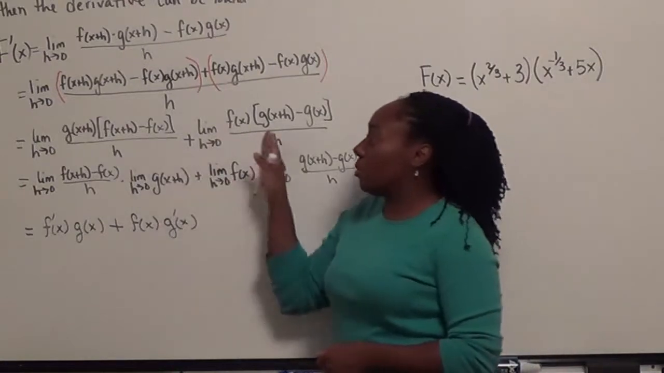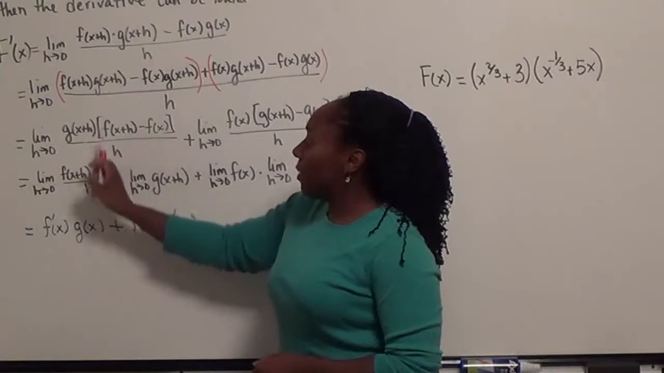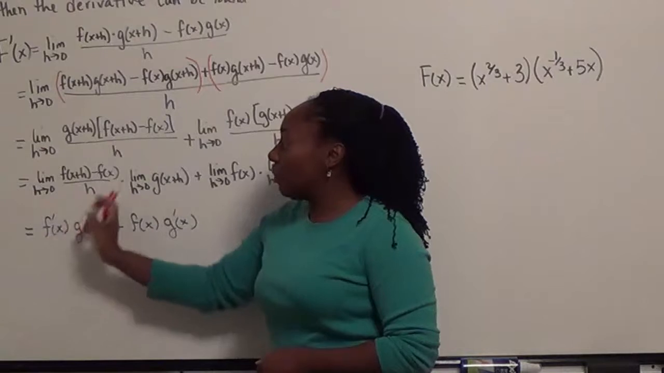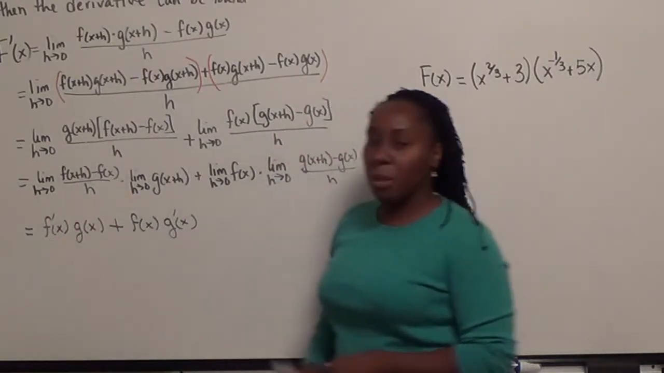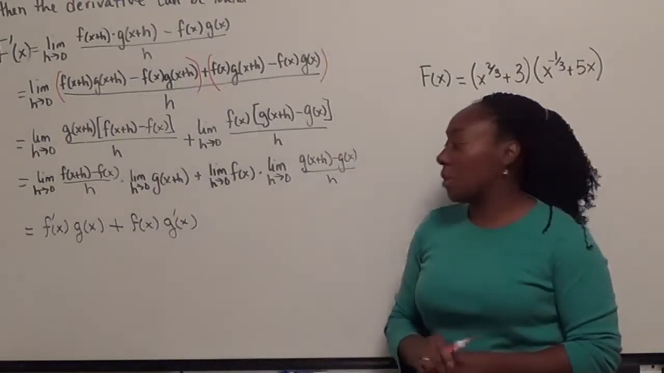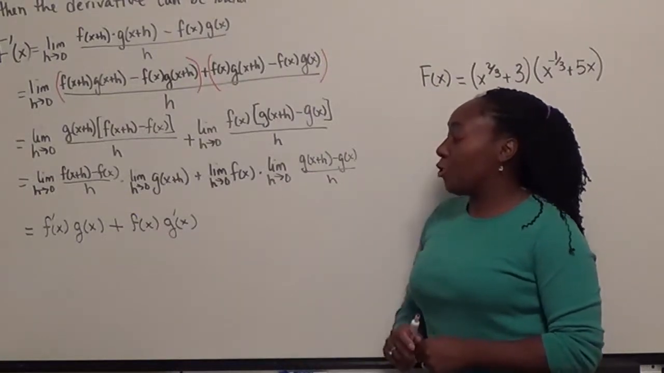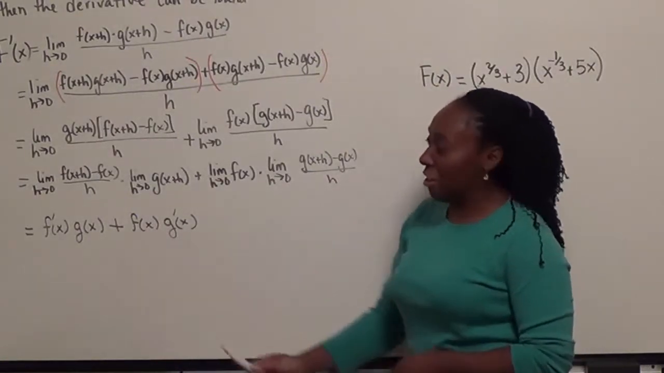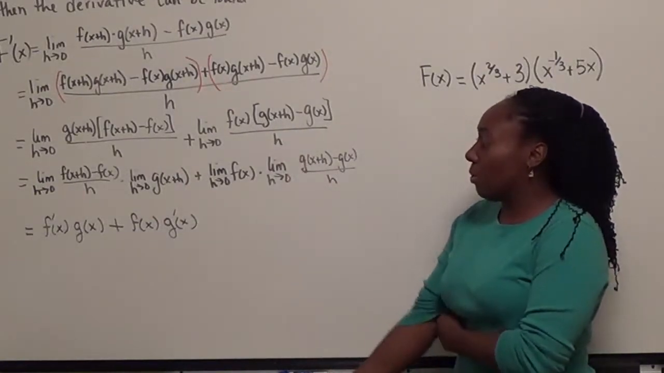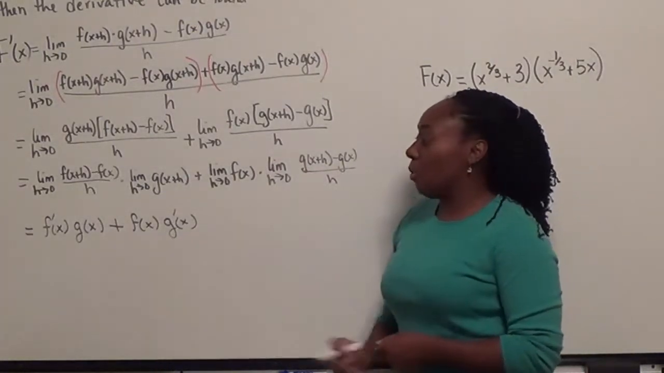When I look at these two separations a little bit closer, I can see that the second part of this, the f of x plus h minus f of x over h, the limit of that as h goes to 0 is just going to be f prime. The limit as h goes to 0 of g of x plus h just goes to g of x. The limit as h goes to 0 of f of x is just f of x. And again, the last piece, the limit as h goes to 0 of g of x plus h minus g of x, goes to g prime.